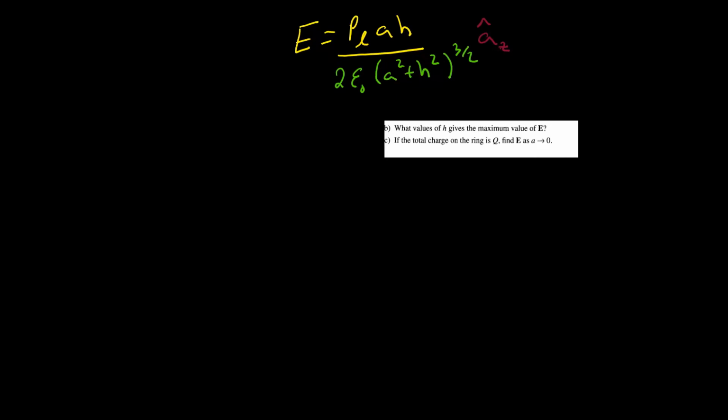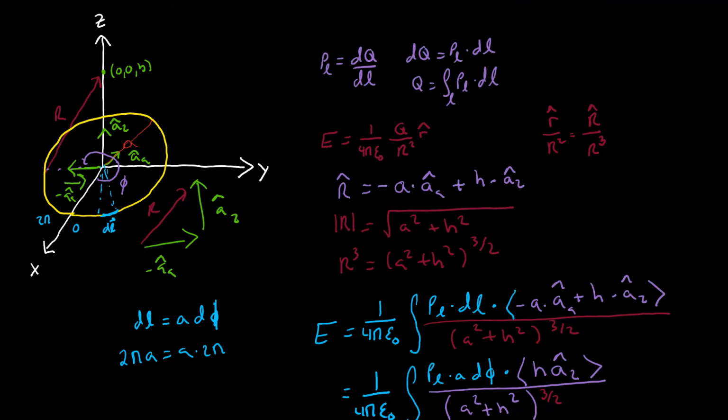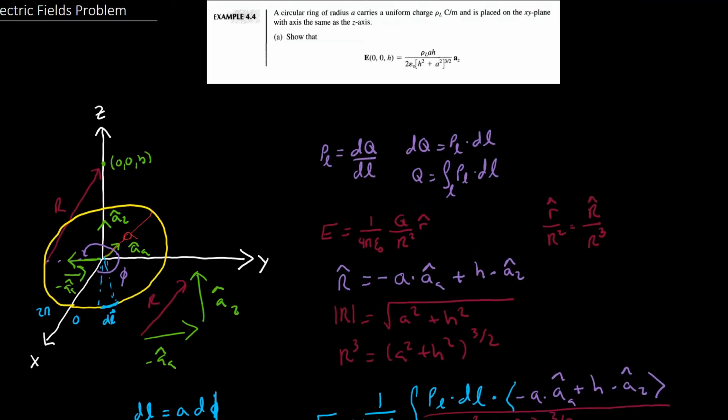Okay, so in the last video we came to the conclusion that the electric field would be rho L A H over 2 epsilon 0 times (A squared plus H squared) to the 3 halves, in the a_z direction. That's the vector. And just in case you didn't see the last one, let's go back and look at what the question was. We have a circular ring that carries uniform charge rho L, and it's placed in the xy plane. We're just trying to figure out the field at a point right there. So that's what we're working with.